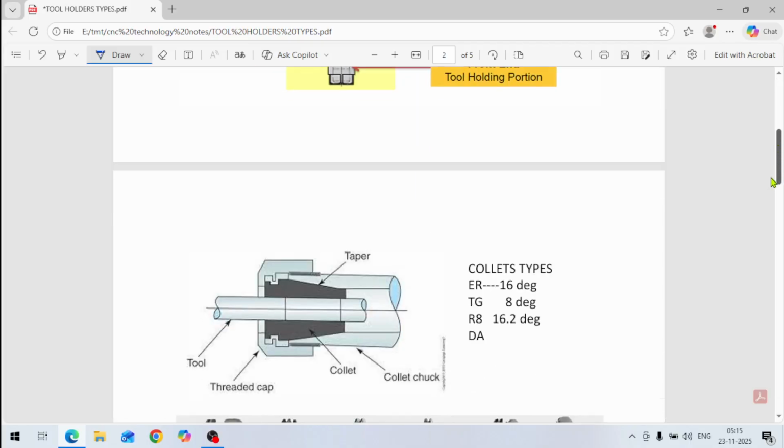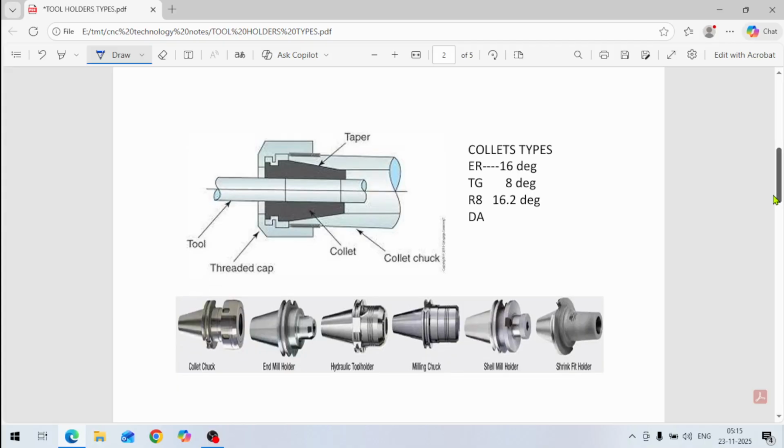Here, if you see, this is the front portion of the tool holder. Your tool is given here, and this is a collet. The tool is held in the collet, and there is a collet chuck. This taper matches with the collet chuck, and the collet chuck and collet. This spring collet is very important here.